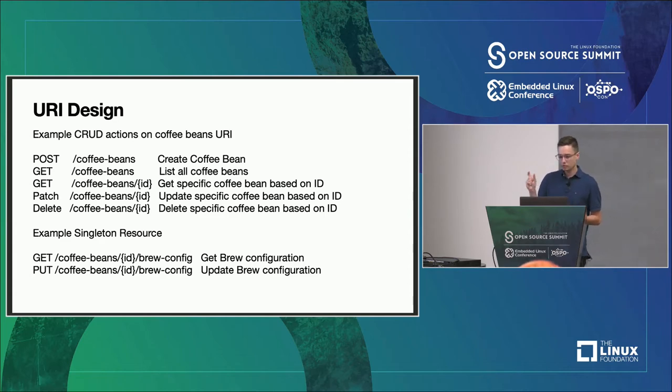So when you're designing your URIs, you always want to model a resource. That way, the resource and the HTTP verbs give you a clear-cut model of what your URI does. Now, I mentioned that singleton resources usually aren't plural. This is because they usually just have get or update calls on them. So in this case, if we look at coffee beans followed by ID, which would be the coffee bean ID that you get back from your list or your get calls, you can also get back a brew config, or you can update a brew configuration.